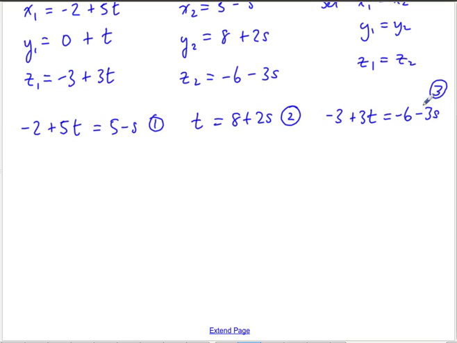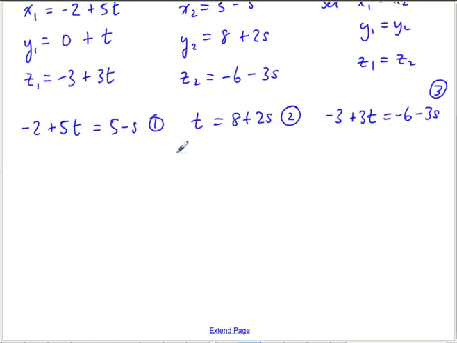Okay, so I've got my 3 equations. As you can see, I only have 2 unknowns. I've got t and s. So with 3 equations and 2 unknowns, generally I'm going to focus on 2 of my equations, and then I'm going to have to do a left side, right side check to verify the third one.